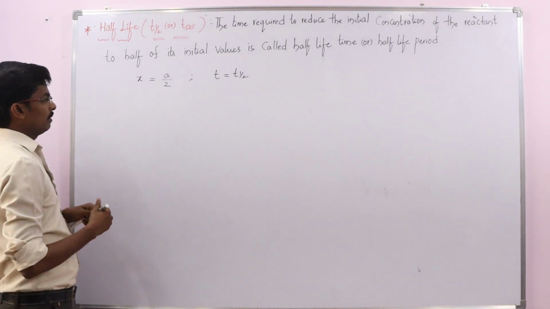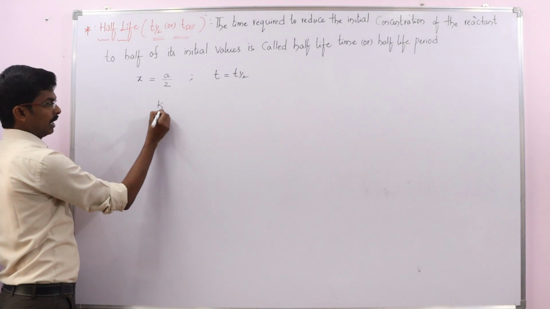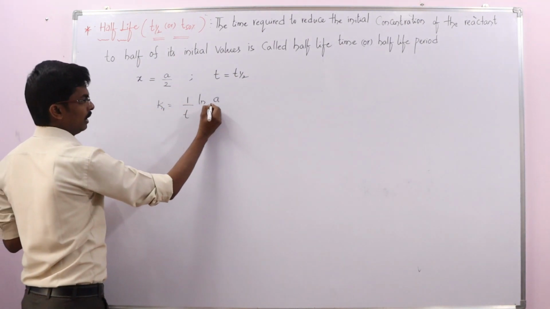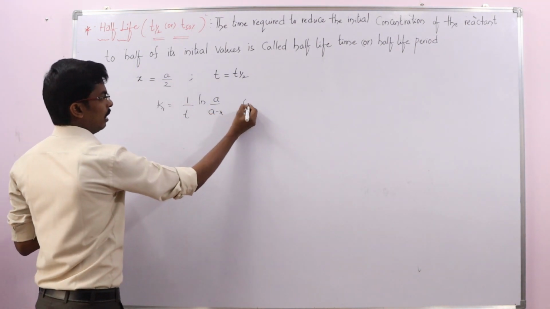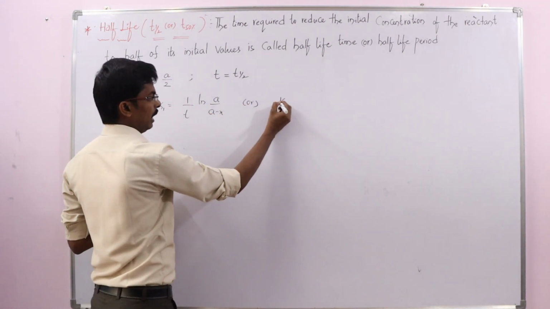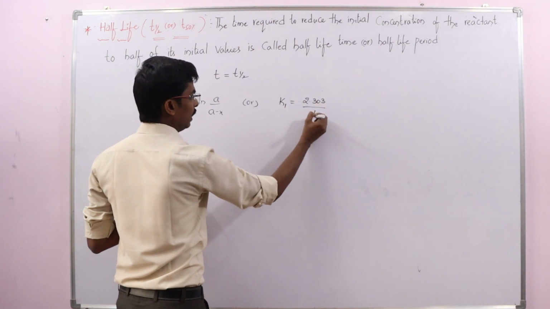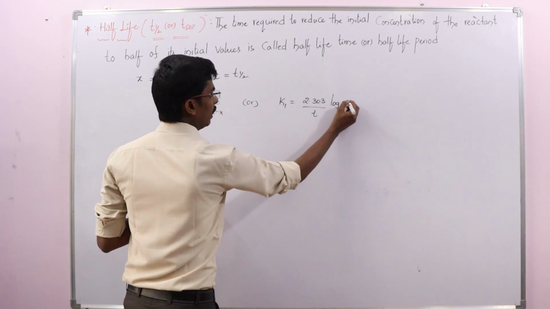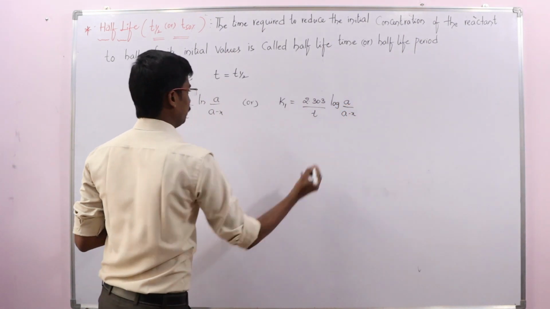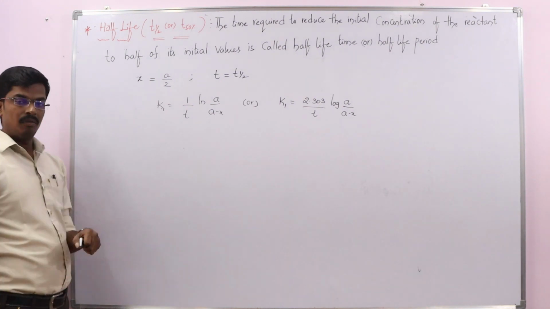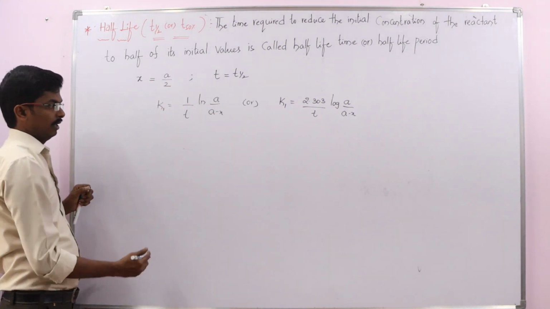So what are the first order integral forms we have here? K1 is equal to 1 by T ln A by A minus X. Or I have also given K1 is equal to 2.303 by T log A by A minus X. So two different types are taken. Now we want to find out the T of 50% here.